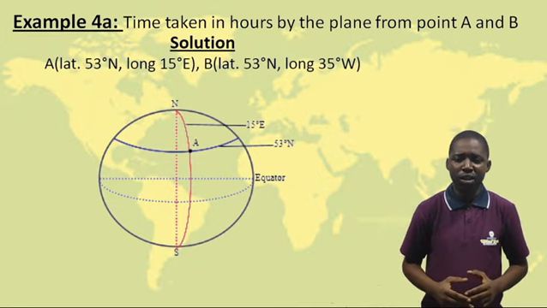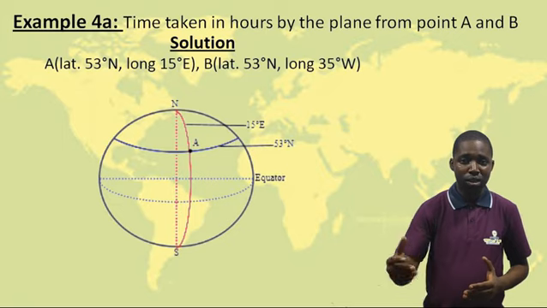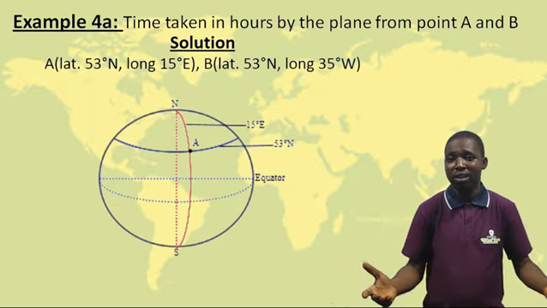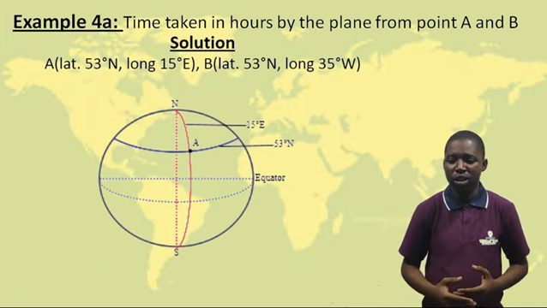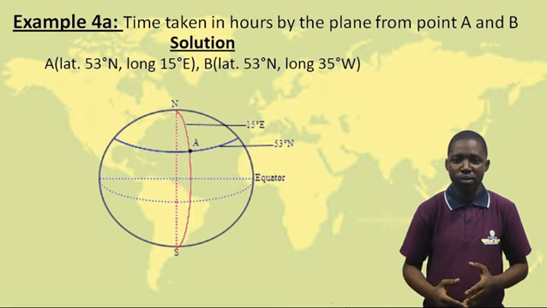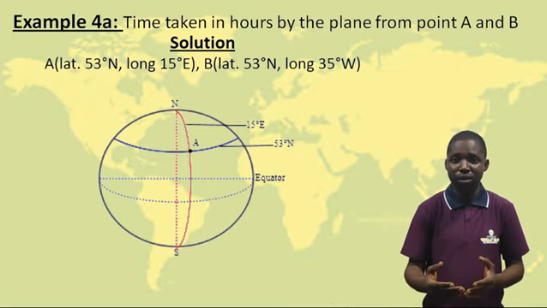Good. Now let's take the other one also, that of B. Latitude 53 degrees north. I already have it. I need not represent that again. Okay, let's take the longitude. The longitude is 35 degrees west. So that is not on the diagram. So let me do 35 degrees west.